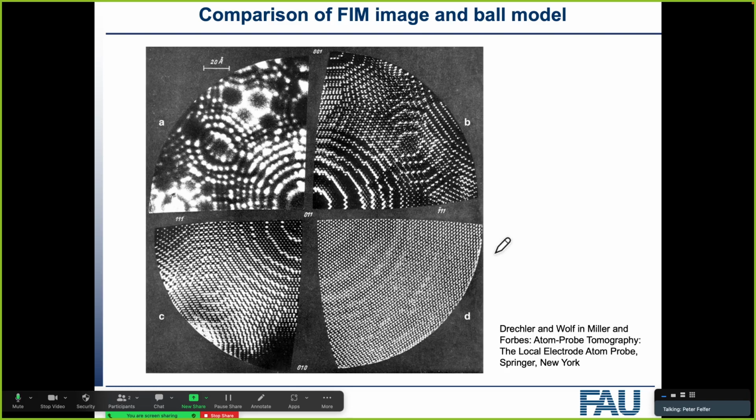Okay, so that is a good approximation, something we can see here. This is from an old book, edited by some people that are still around. Richard Forbes I've only met very recently in Belgium, so he's still very much around. And you can see here we've just got a ball and stick, ball and sphere model.